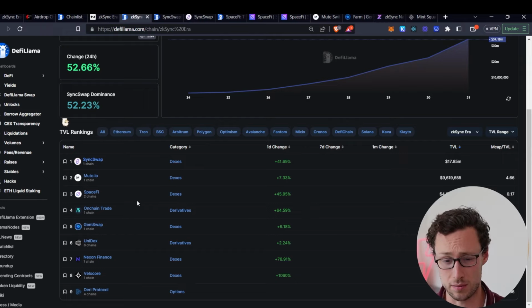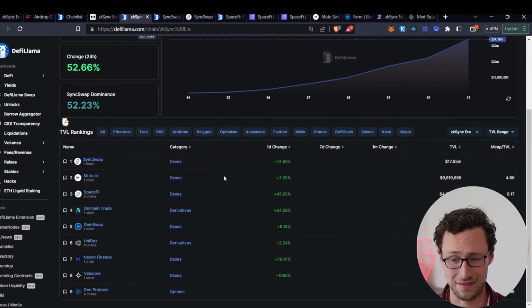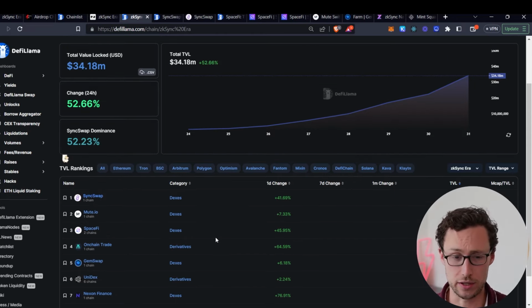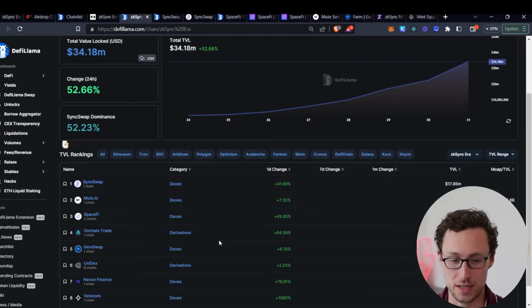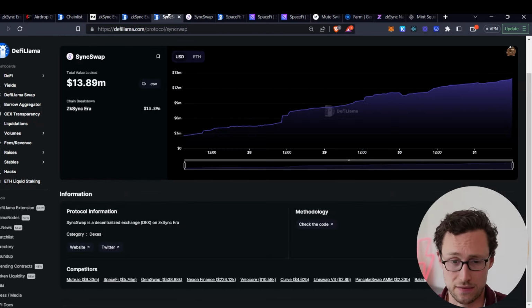Many of them are quite small, and most of the ones that have any liquidity are DEXs. So basically what you can do right now on zkSync is you can provide liquidity or you can swap tokens. And so that's what we'll be looking at today. We can see that the three main DEXs are SyncSwap, Mute, and SpaceFi.